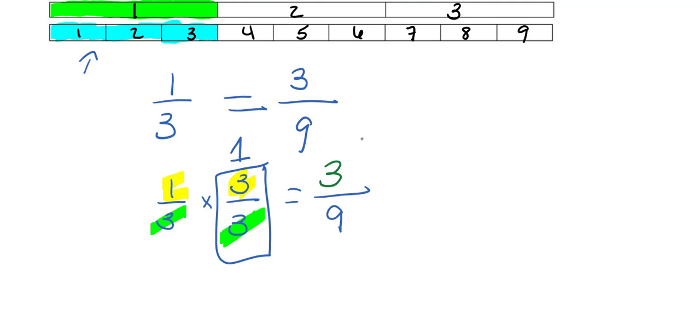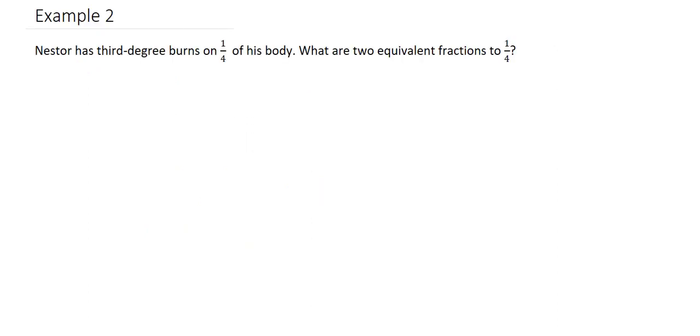So let's go ahead and look at the next example. Example 2, Nestor has 3rd degree burns on 1/4 of his body. What are 2 equivalent fractions to 1/4? So I'm going to show you how we can do this. We can go ahead and just multiply this 1/4 by 2/2. We'll just pick the number, but you just have to make sure it's on the top and the bottom.